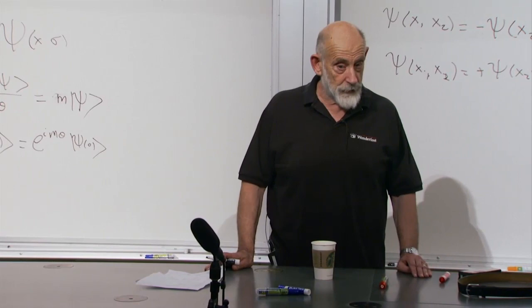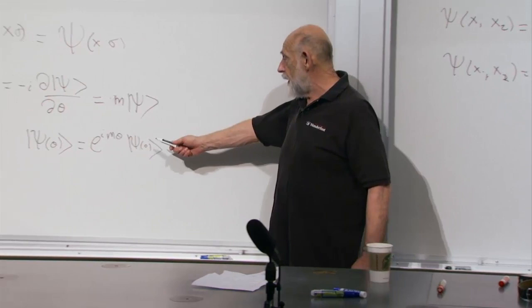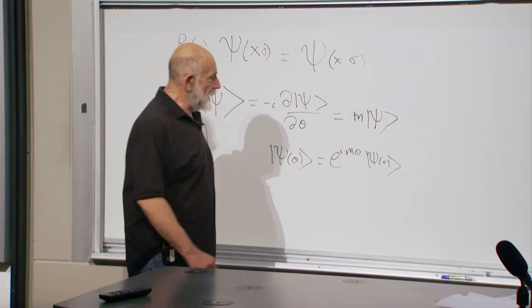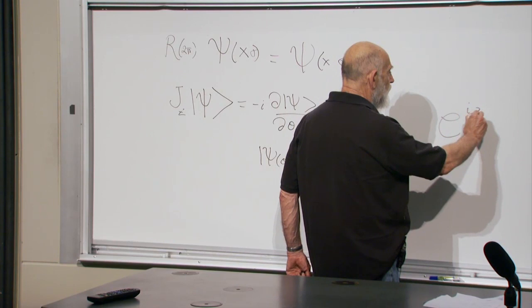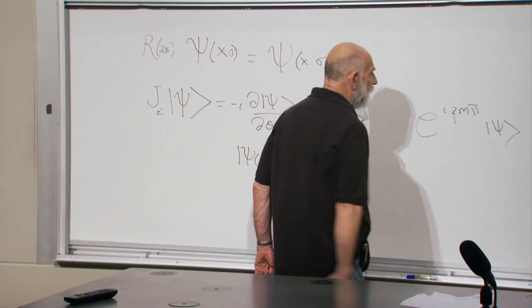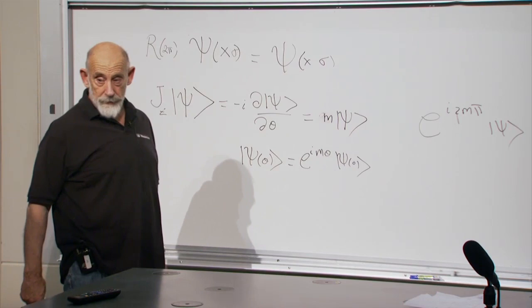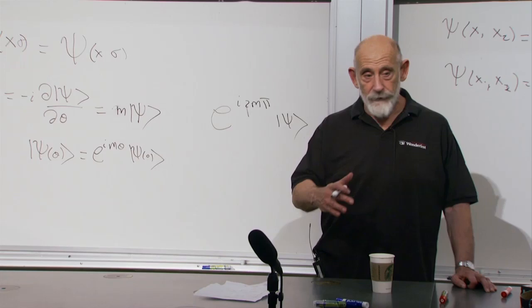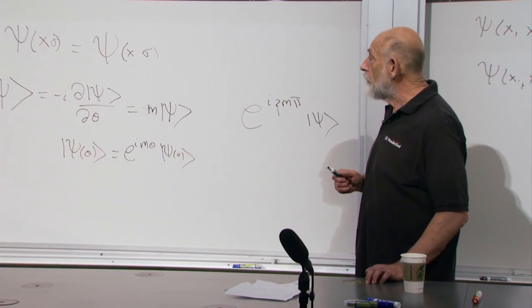What if m is a half integer and you rotate by 2 pi? In other words, supposing you rotate all the ways around the axis so that theta is 2 pi, then we get e to the I 2 pi m times psi again. E to the 2 pi m is 1 if m is an integer, but it's minus 1 if m is a half integer. So evidently, these representations or these multiplets that have half integer spin have the odd property that when you rotate around by 2 pi, the wave function changes sign.